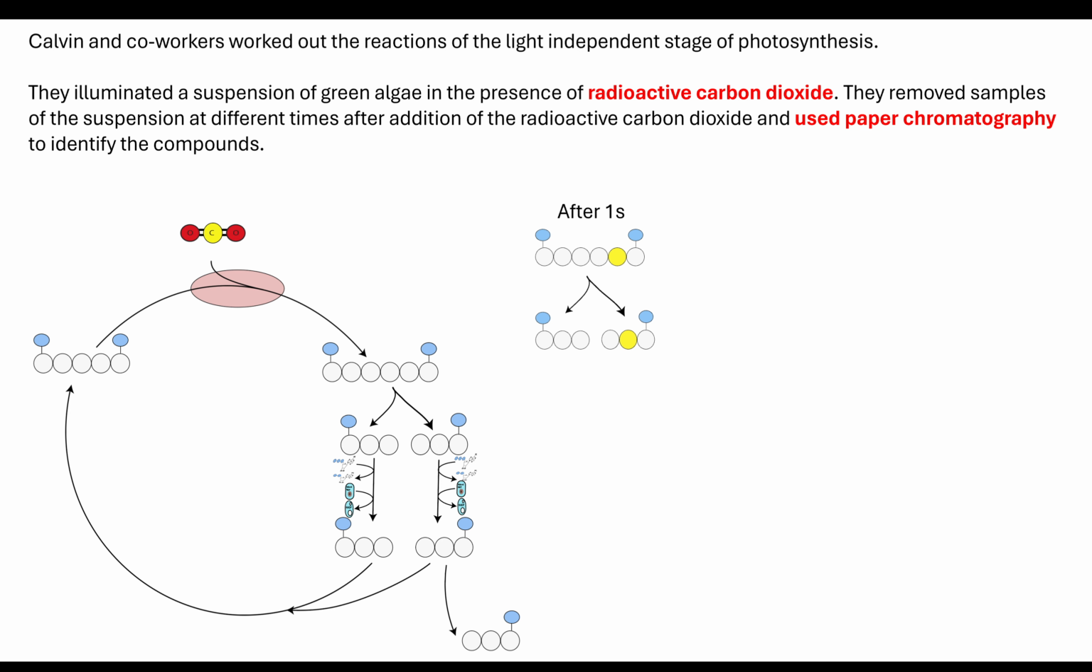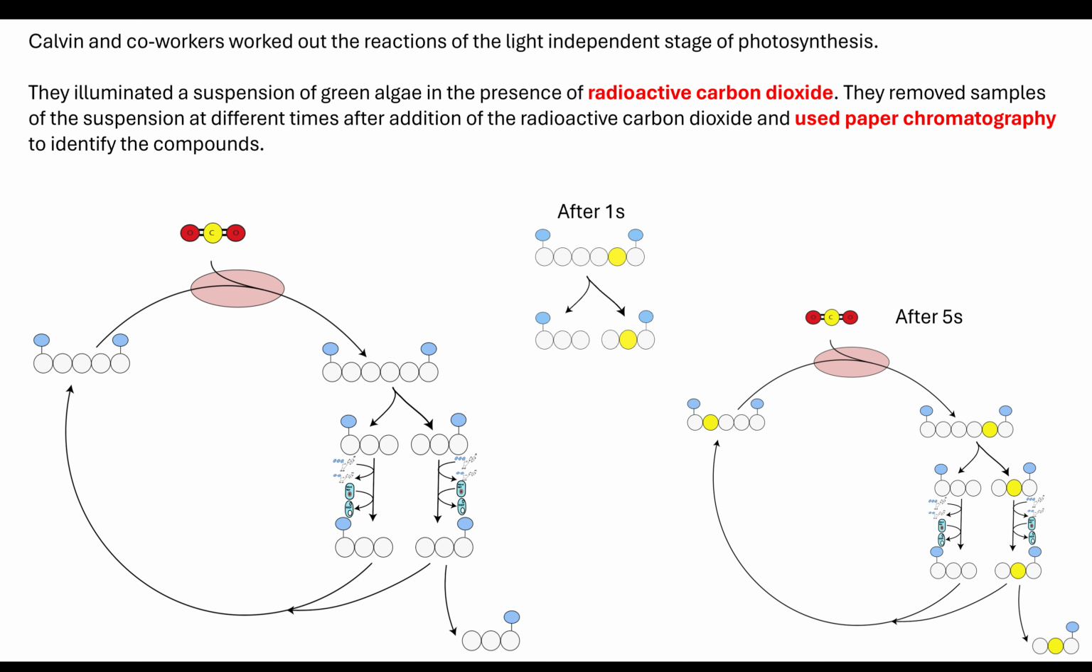Now they continued to do this, and after 5 seconds, when they removed that sample of the suspension, what they identified is that this radioactive carbon dioxide was not only located in the GP, it was also found in TP, it was found in some of the glucose phosphates, and it was also found in some of the RUBP, therefore showing that the TP had to regenerate into RUBP, and also showing that the GP had to be converted into TP.